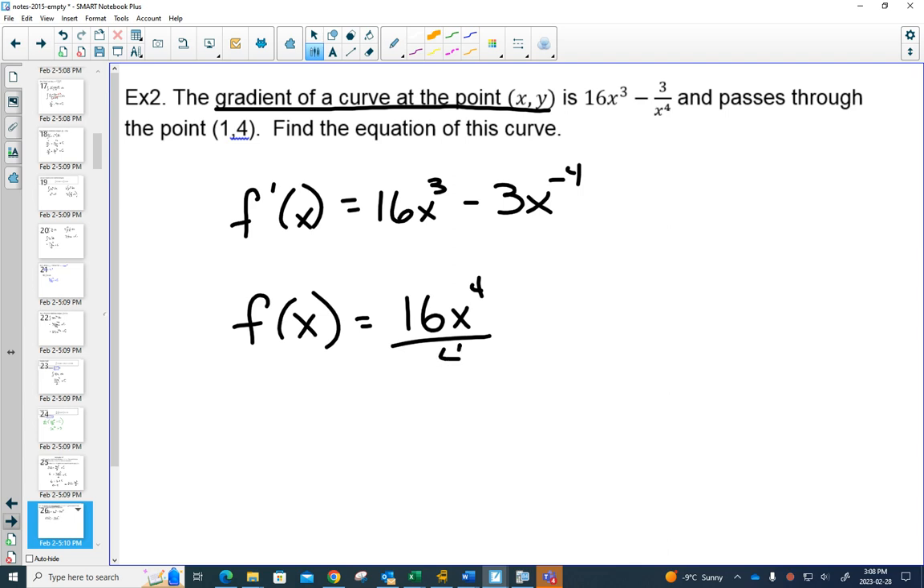Add 1 to the exponent and divide. Add 1 to the exponent and divide. Plus c. Now they gave us that it passes through the point 1, 4. You always have to ask yourself, where is this point? Is that point on my derivative? Is that point on my original function?